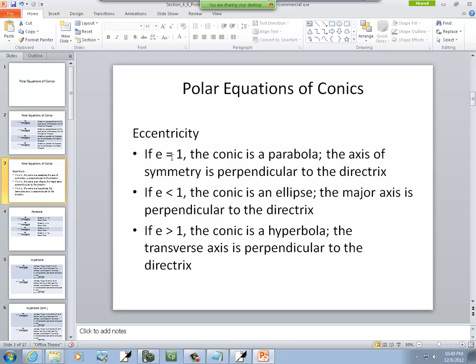Now, depending upon what your E is determines which kind of conic it is, whether it's a parabola, ellipse, or hyperbola. If E is equal to 1, then it's a parabola, and the axis of symmetry is perpendicular to the directrix. If E is less than 1, then it's an ellipse, and the major axis is perpendicular to the directrix. And if it's greater than 1, then it's a hyperbola, and the transverse axis is perpendicular to the directrix. That's why you're even concerned with the directrix, at least for the ellipse and the hyperbola, because that tells you something about the major axis and the transverse axis.